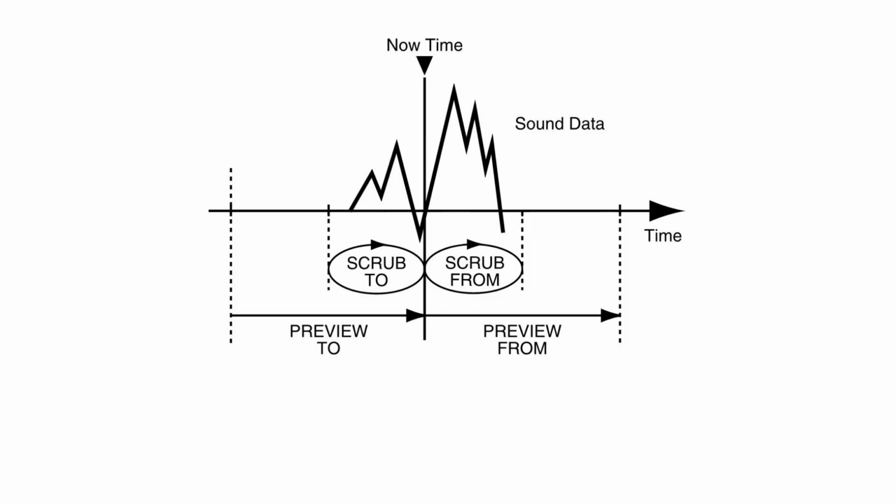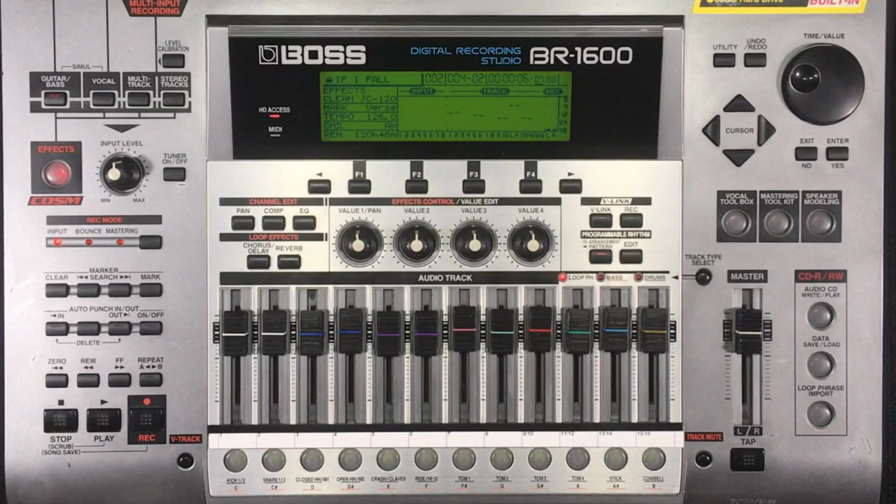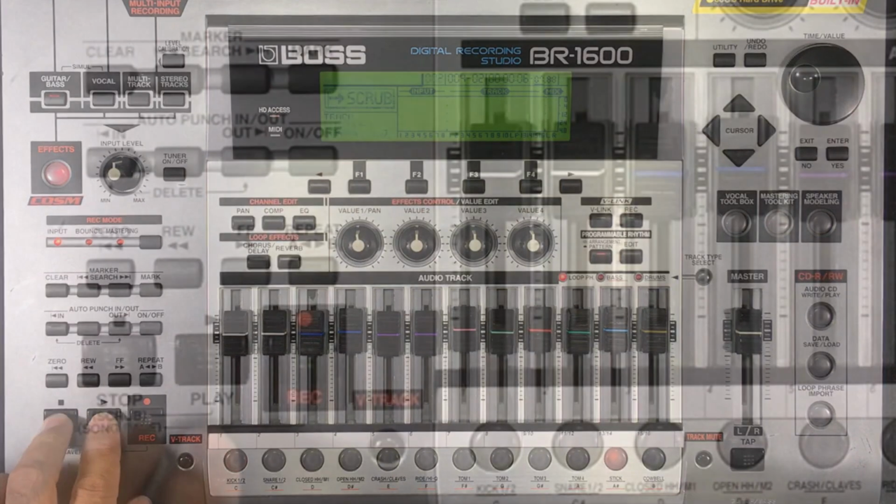When you use the scrub function, an extremely short 45 millisecond section of a single audio track is played repeatedly. This is either directly before the current position or directly after. The related scrub preview allows you to play 1 second of all the audio tracks either before or after the current location. By combining scrub and scrub preview, you can very accurately locate any point in an audio track that you need to. To use the scrub function, hold the stop button and press play.